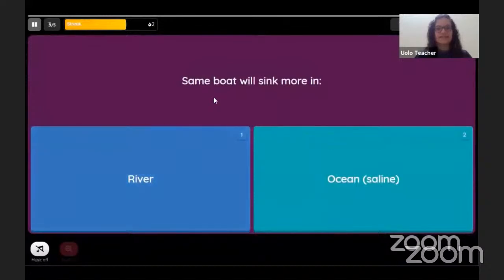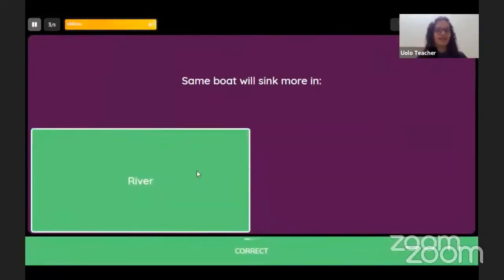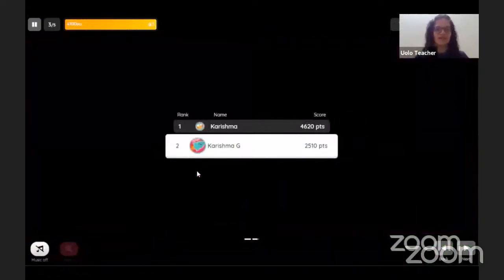Next, same boat will sink more in where? The river or the ocean? Now, the ocean water is saline. That is very salty. So it will float. So it will sink more in the river. Very good. I have all smart kids.